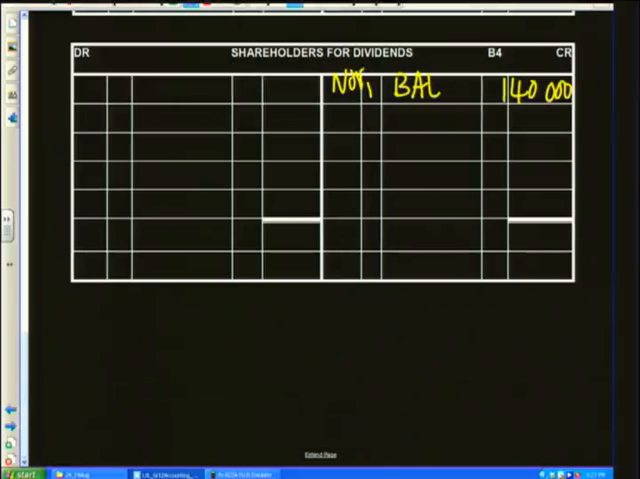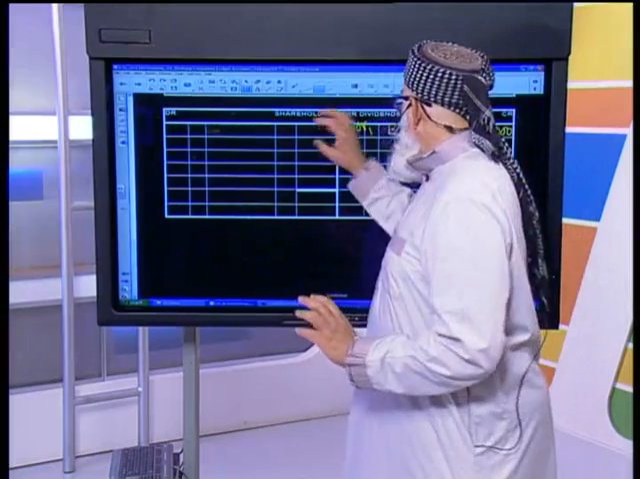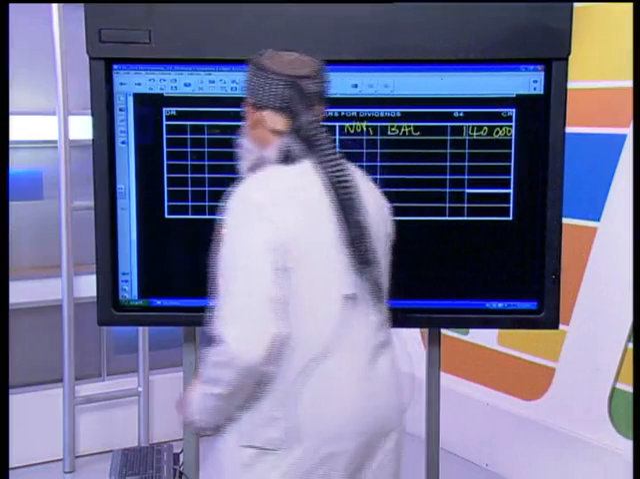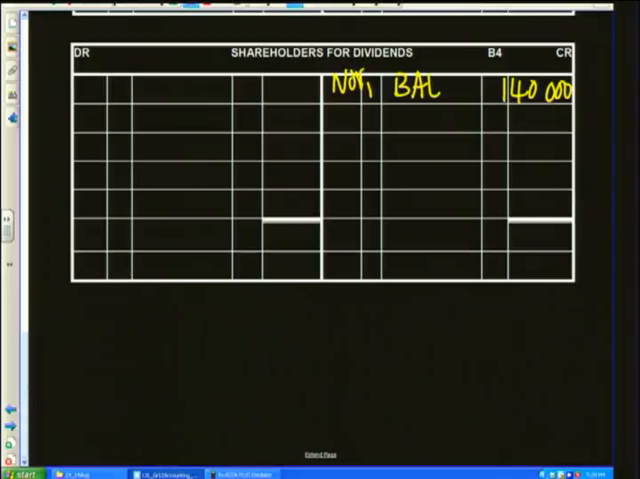Once again, notice, I always talk about the double entry. What's my double entry in this case here? A debit to shareholders for dividends. Why? Liability decreasing in value, therefore debited. Now, obviously, you notice that I'm not focusing that much on the dates.